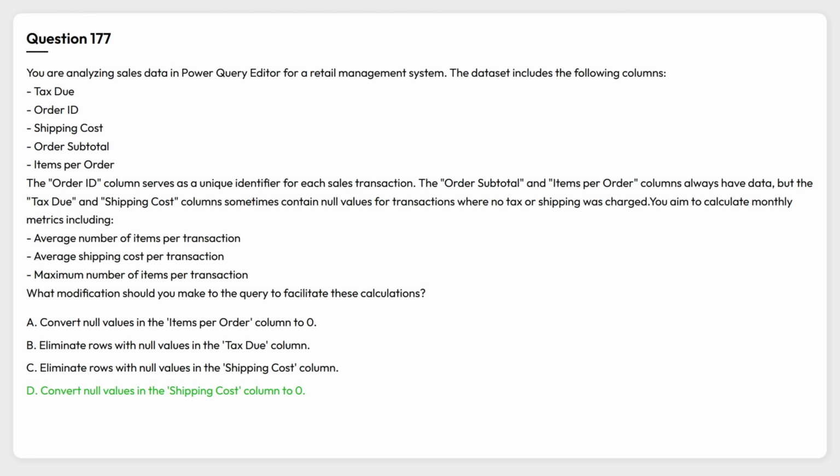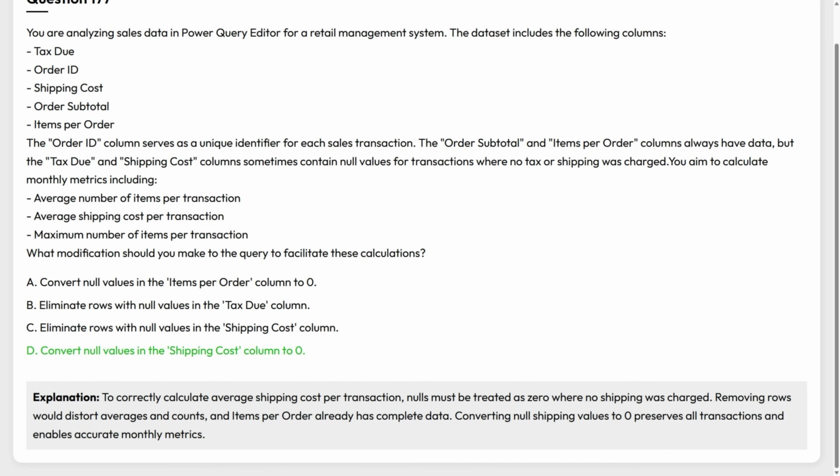The correct answer is Option D. Convert null values in the shipping cost column to 0. To correctly calculate average shipping cost per transaction, nulls must be treated as 0, where no shipping was charged. Removing rows would distort averages and counts, and items per order already has complete data. Converting null shipping values to zero preserves all transactions and enables accurate monthly metrics.